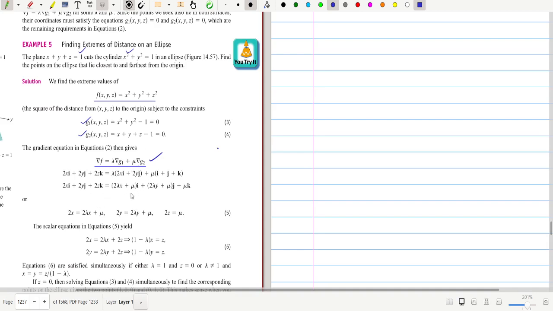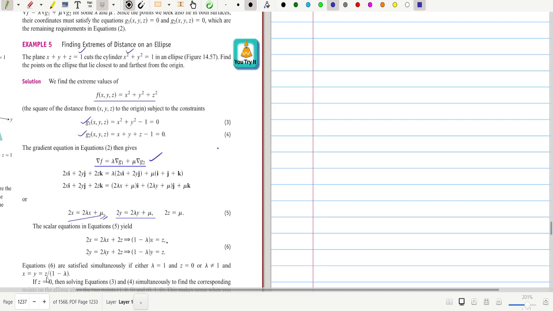By equating this, you can get three equations: 2x equal to 2 lambda x plus mu, 2y equal to 2 lambda y plus mu, and 2z equal to mu. By solving, you can get 2x equal to 2 lambda x plus 2z, where we substitute for mu. From this, we get (1 minus lambda) times x equal to z and (1 minus lambda) times y equal to z. From this you can write x equal to y equal to z by 1 minus lambda.